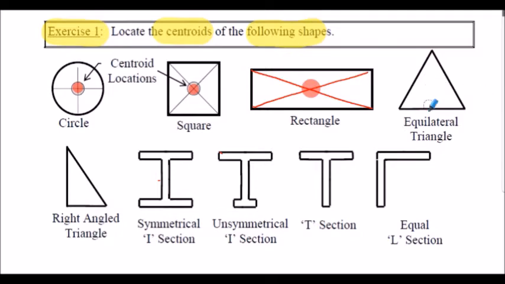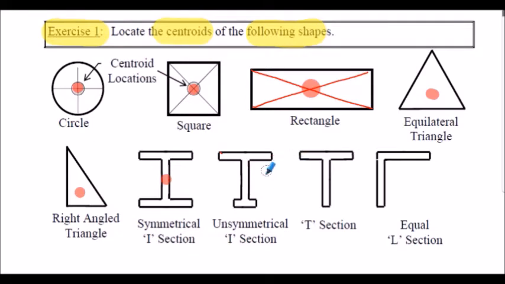The centroid of the equilateral triangle is a third up from the base. Because it's symmetrical about the vertical axis, the centroid will be somewhere there. The centroid of this right angled triangle will be a third the way up from the base and a third the way in from the left hand edge, so it will be somewhere in this region here. The centroid of this symmetrical eye section would be in its middle, somewhere here.